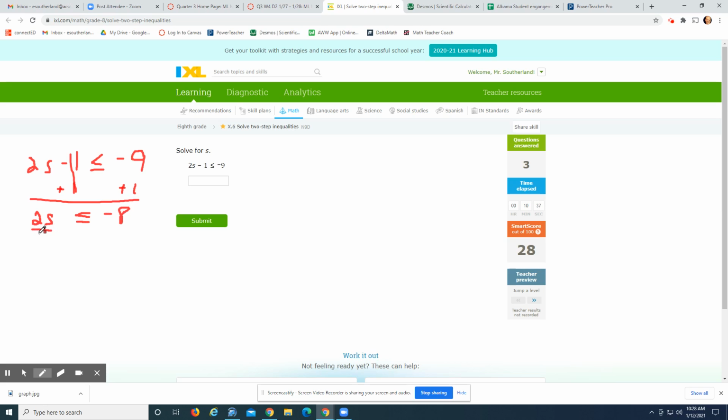Then we're going to divide by 2. The 2's cancel. S comes down. The sign stays the same because 2 is positive. Negative 8 divided by 2 is negative 4. I only change if I was multiplying or dividing by a negative. The 2 is a positive number. The negative 8 doesn't matter. So we put an S, the sign stayed the same, less than or equal to negative 4.